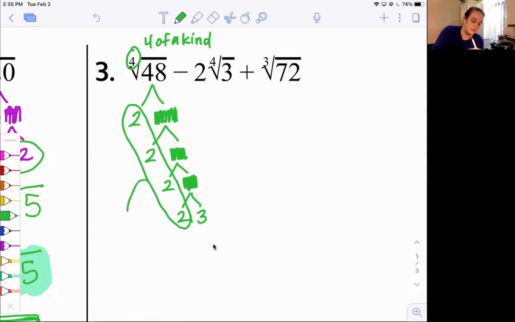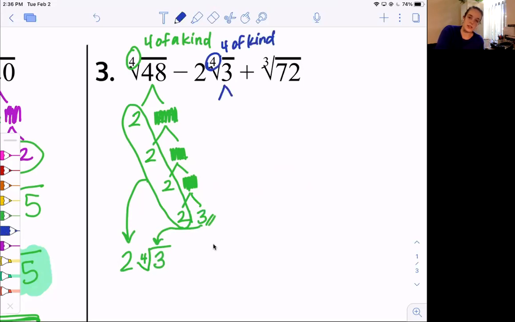I have 4 2s. They're going to come to the outside. And inside, I have left over a 3. That 3 stays inside. Okay. Again, for the center one, I need 4 of a kind. However, 3 is not going to break down at all. So I'm just going to go ahead and drop this all the way down here to -2 4th root of 3, like that.